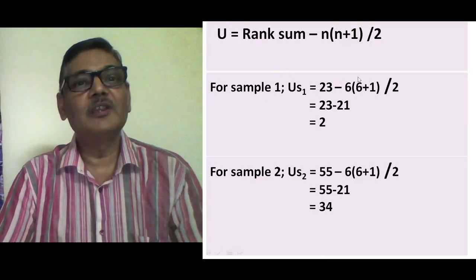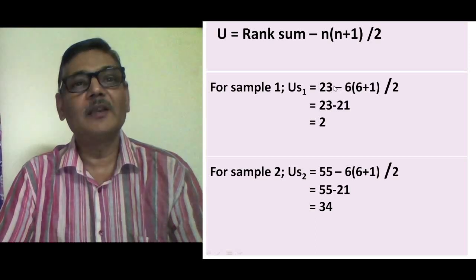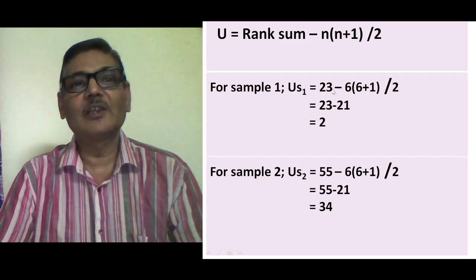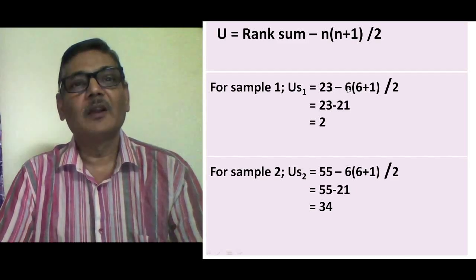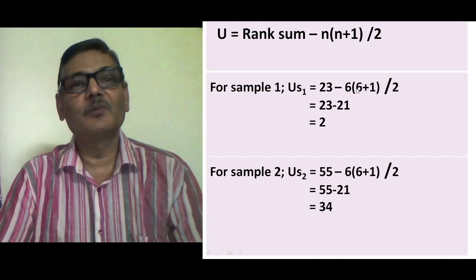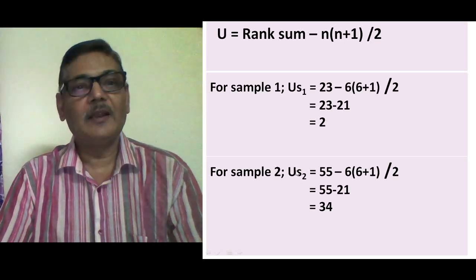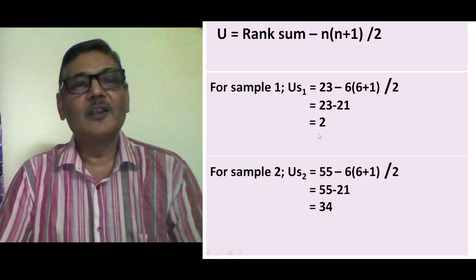Now you have to put these values in the U statistic. The U statistic of sample 1 will be equal to 23, that is the rank sum of the first sample, minus n1 into n1 plus 1 divided by 2, so 6 into 6 plus 1 divided by 2, this figure comes 2. And in sample 2, the U statistic will be 55 minus 6 into 6 plus 1 by 2, that value comes 34.